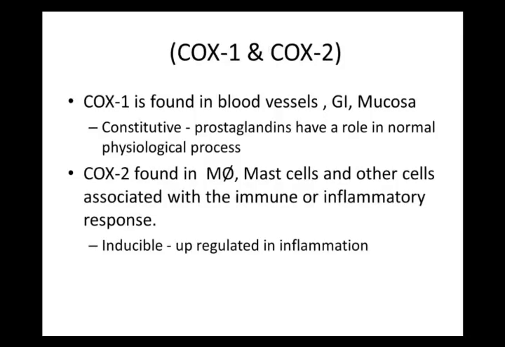COX-1 is found in blood vessels, in the GI, in the mucosa, and it's constitutive, so it's essentially found everywhere, and it's always turned on. And this is the one that basically drives the role of prostaglandins in the normal kind of physiological process. This is in contrast to COX-2, which is essentially found in macrophages, other immune cells such as mast cells, and these are associated with that, you know, acute inflammatory immune response. And remember, the COX-2 enzymes are inducible.